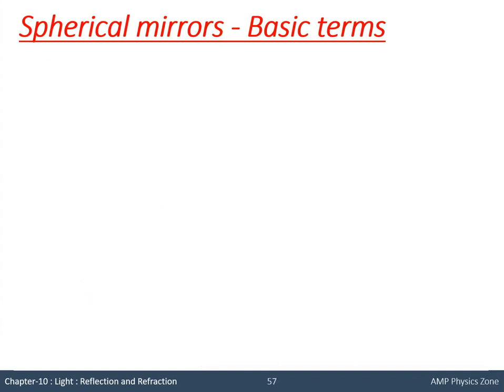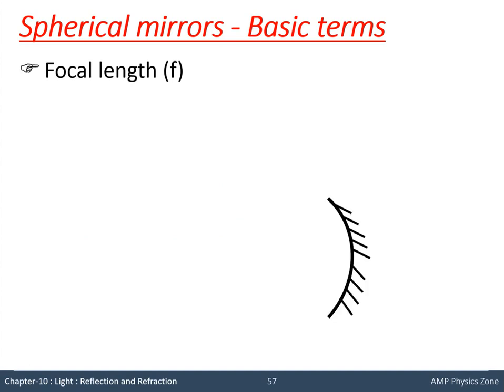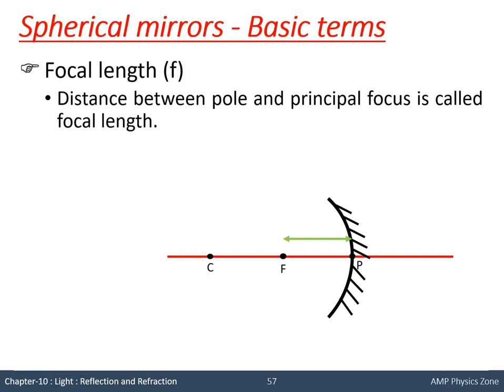Now focal length, small f. Focal length is the distance between F and P. The distance between the pole and the principal focus is called focal length.